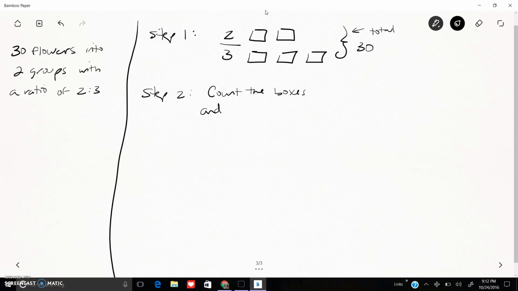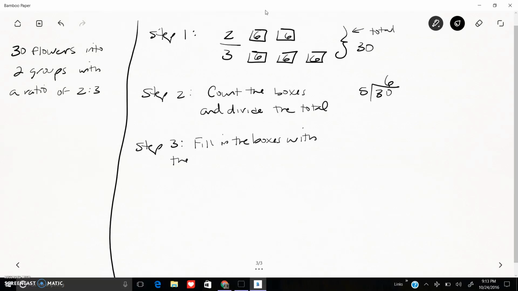And divide the total. All right, so in this case, I have 5 boxes. So I'm going to do 30 divided by 5, which is 6. So in each of those, I have 6. All right, so in group 1, so step 3, I'm going to put these numbers with the quotient and then add together.